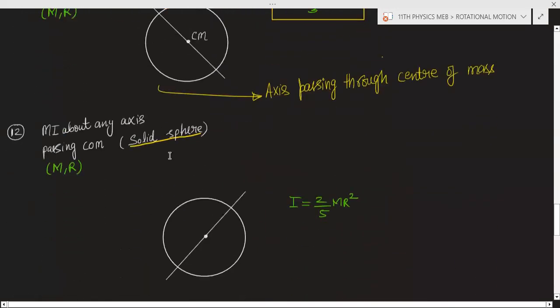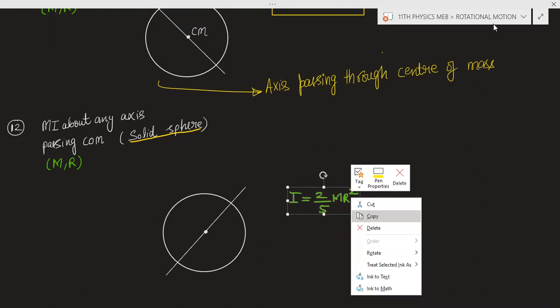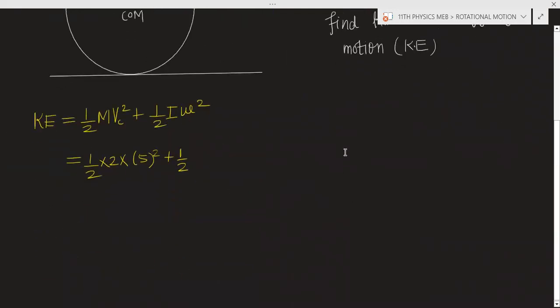So if you have a solid sphere, the moment of inertia about the center of mass, having mass m and radius r, is 2 by 5 mr square. So for the sphere, the moment of inertia is given by 2 by 5 mr square. Here you can write 2 by 5 mr square.